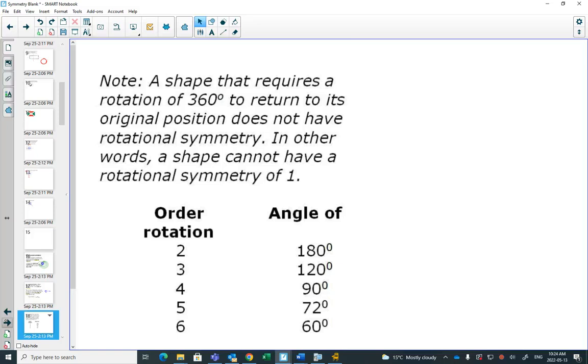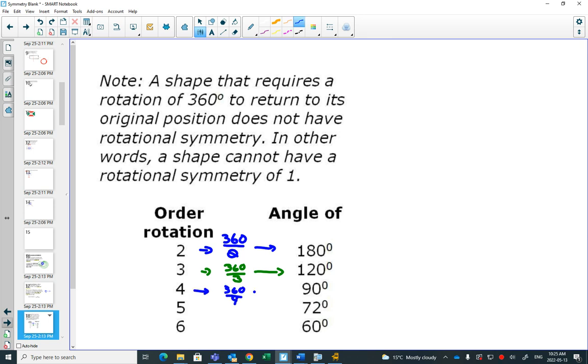So does this make sense? What we're going to do in between here is put the formula in. So 360 divided by 2, that would make 180. The next one, 360 divided by 3, that makes 120. Next one, 360 divided by 4, that would make 90. 360 divided by 5, that makes 72. And 360 divided by 6, which is the one we started with, makes 60 degrees.